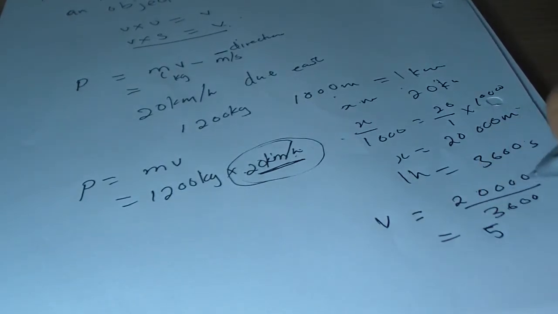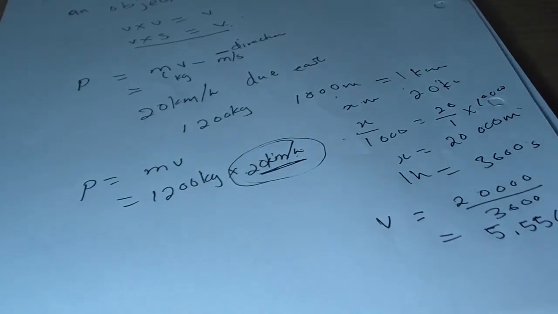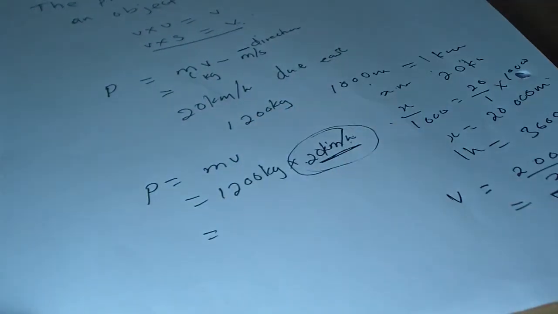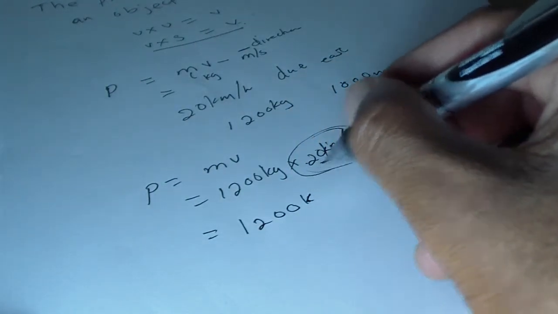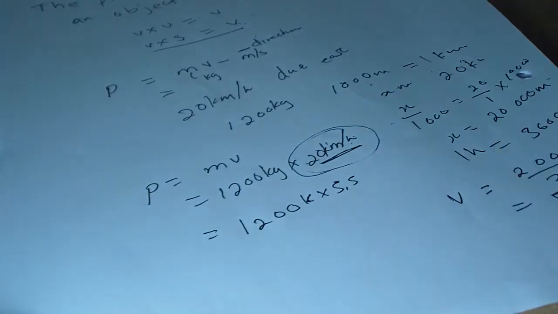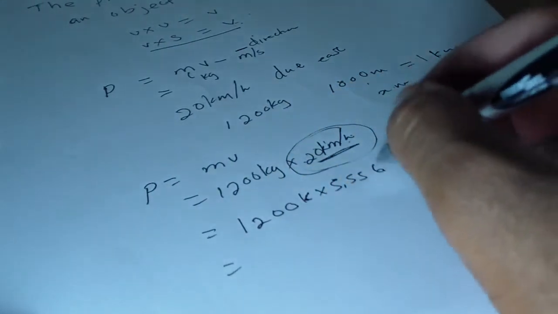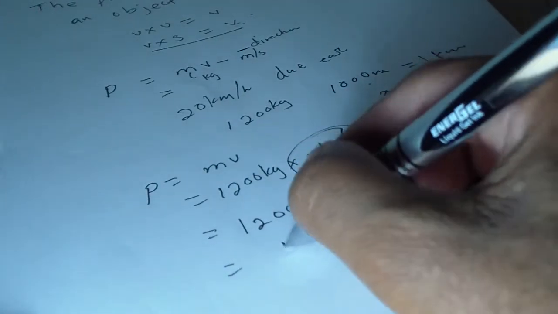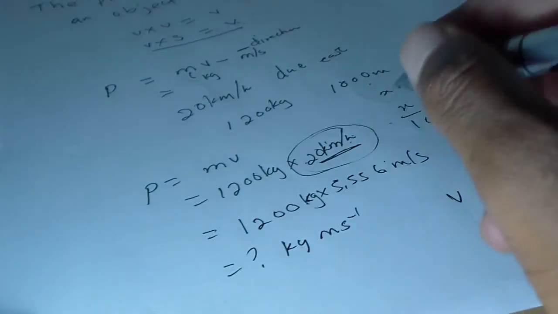So I'm going to round it to 3 decimal places, 5.556 meters per second. Now in my calculation, I'm just going to come here and say this is 1,200 kgs times 5.556, then I'll get a certain answer. But remember, this is kgs and this is meters per second. So our answer is supposed to be whatever the value is, in kg meters per second.